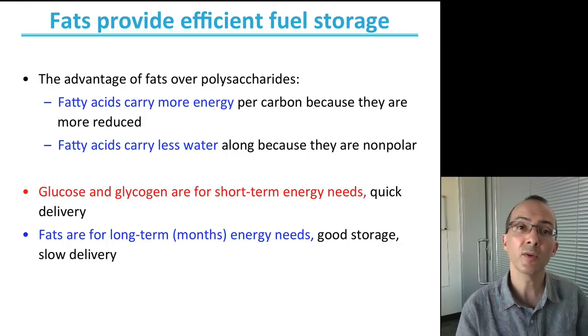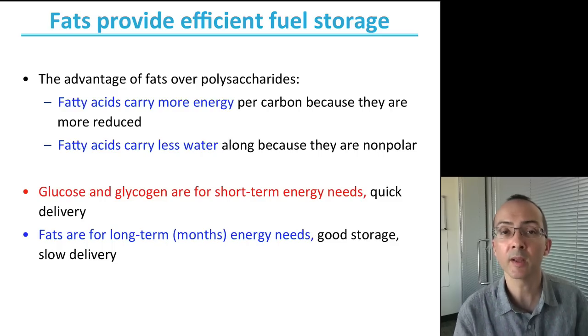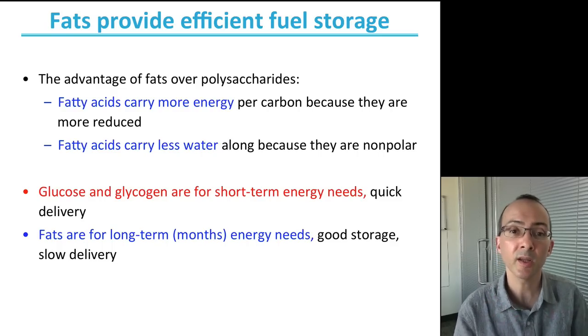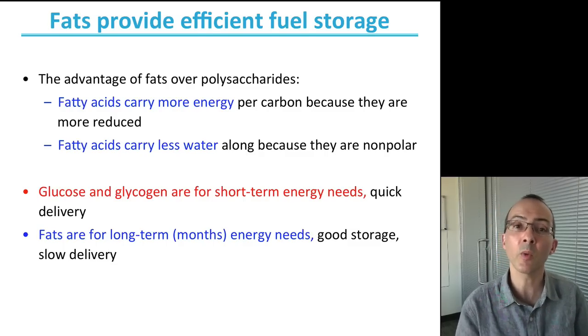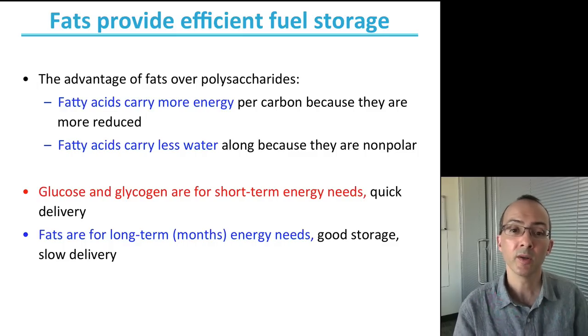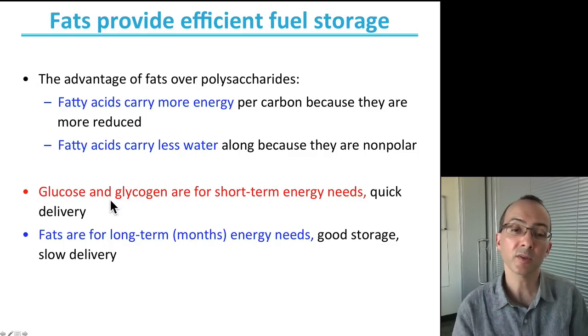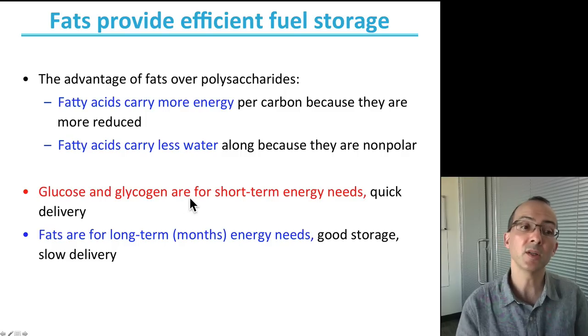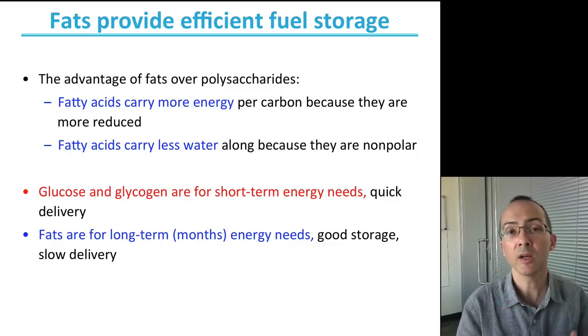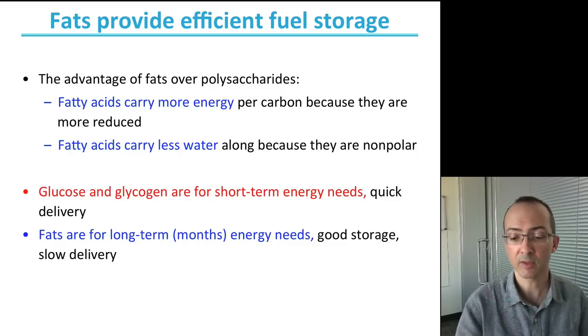So fats are so useful because, compared to polysaccharides, there's a lot more energy per carbon, because fats start out being completely reduced to a large degree, whereas carbohydrates are already partially oxidized. And in addition, another key factor is that fats carry less water. They're nonpolar, so they're stored in the absence of water. So glucose and glycogen, for example, can be used for short-term energy needs, but fats are very useful for long-term energy needs and are a good place to store energy for this long-term usage.